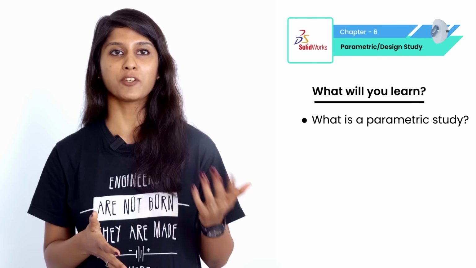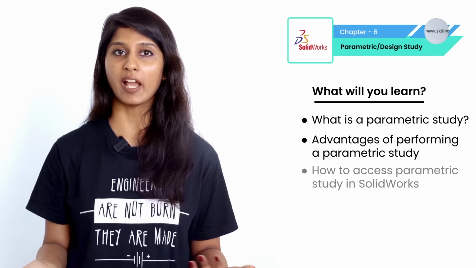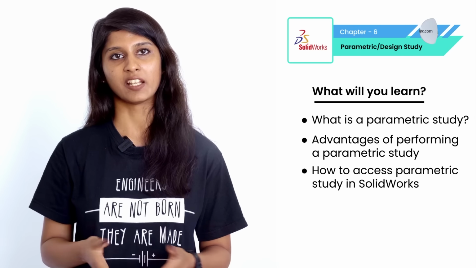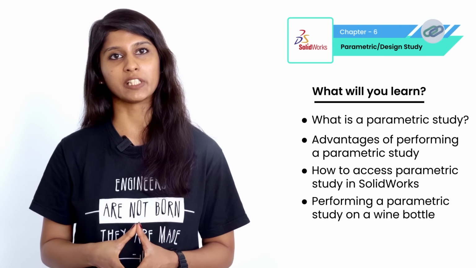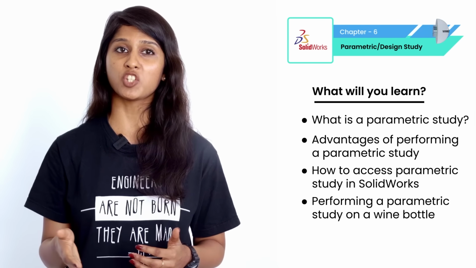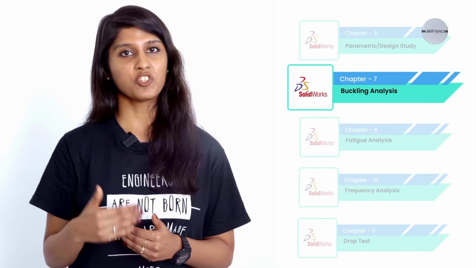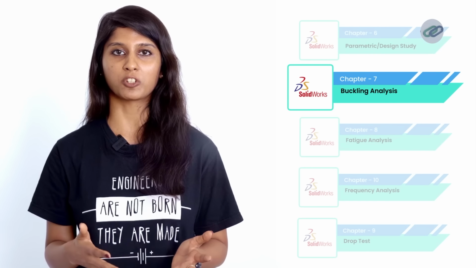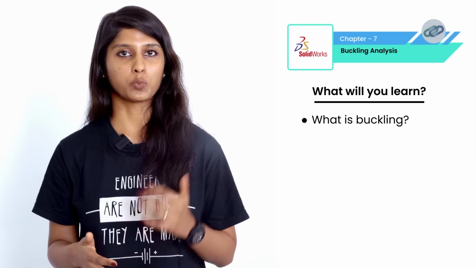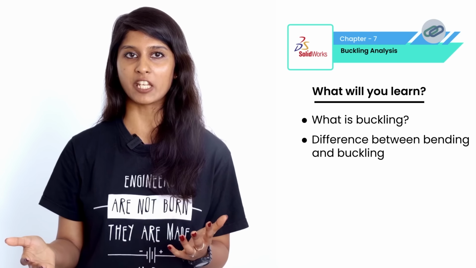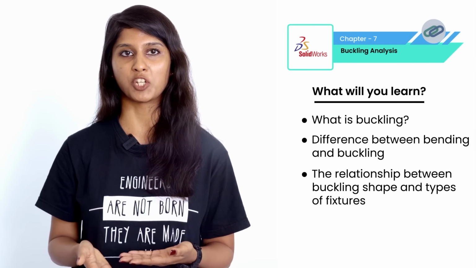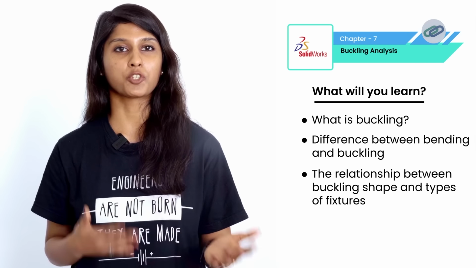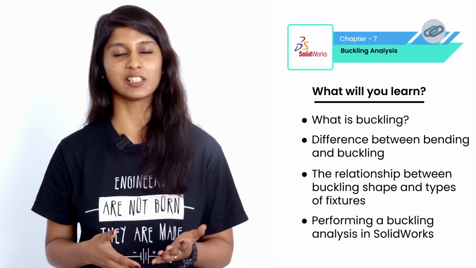In the sixth chapter, we'll explore the design study feature in SOLIDWORKS. You'll learn about parametric studies, including their advantage and how to access and perform a parametric study. We'll use a wine bottle example to illustrate optimization and evaluation of design scenarios. In the seventh chapter, we'll delve into buckling analysis, an important simulation in structural engineering. We'll discuss what buckling is and how it differs from bending, and the relationship between buckling shapes and fixture types. We'll also show you how to perform a buckling analysis in SOLIDWORKS.